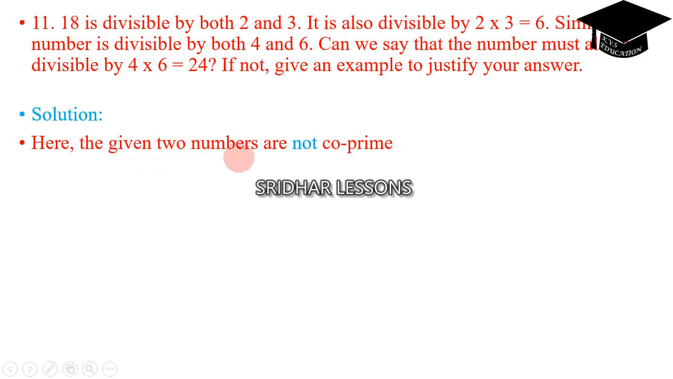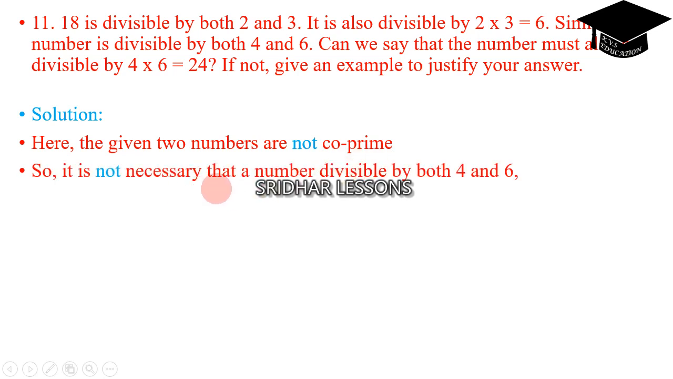Here the given numbers are not co-prime. So it is not necessary that a number divisible by both 4 and 6 is divisible by 24, since these two numbers are not co-prime. Okay.